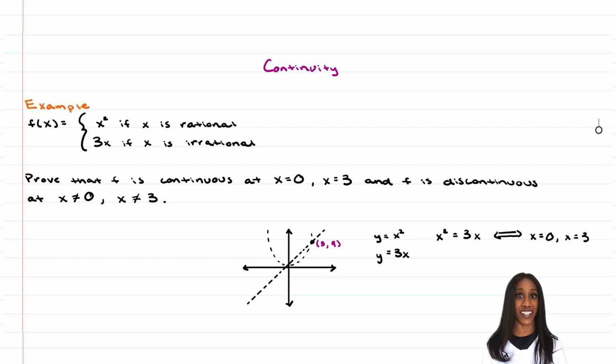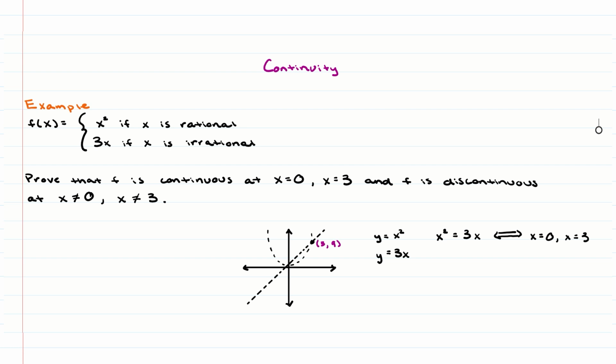Alright, now let's take a look at our example. So in our example we have this piecewise function where f of x equals x squared if x is rational, and f of x equals 3x if x is irrational. And we're asked to prove that f is continuous at x equals 0 or x equals 3 and is discontinuous at x does not equal 0 or x does not equal 3.